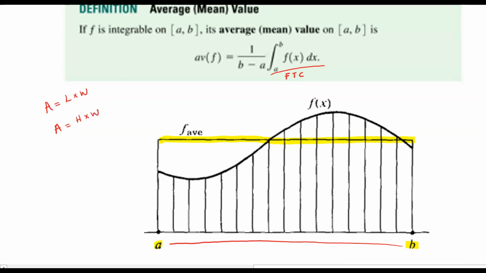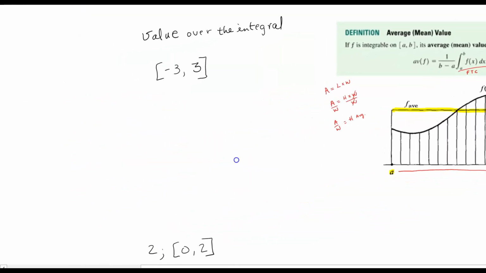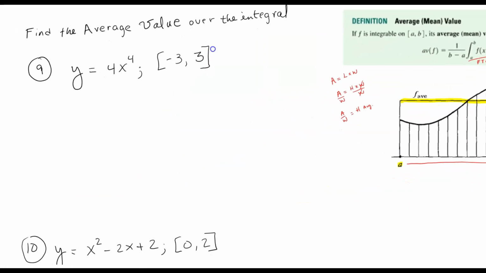So if we divide by the width, which is b minus a, let's just do the simple math here, we end up with the height. So this would be the average height. That's what we're computing here. So there's nothing to it. Very simple, very intuitive if you think about it this way. So let's go ahead and take a look at a couple of examples here. We are given two functions. We'll look at number 9 here first.